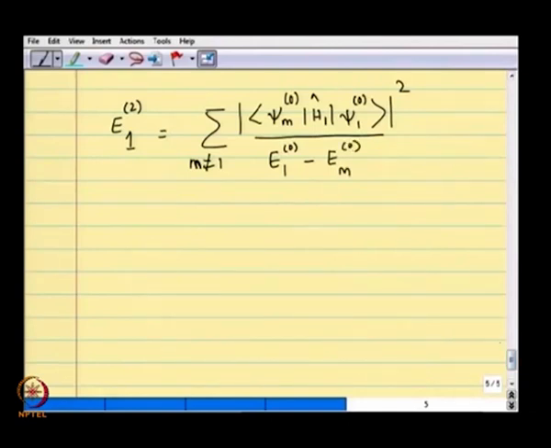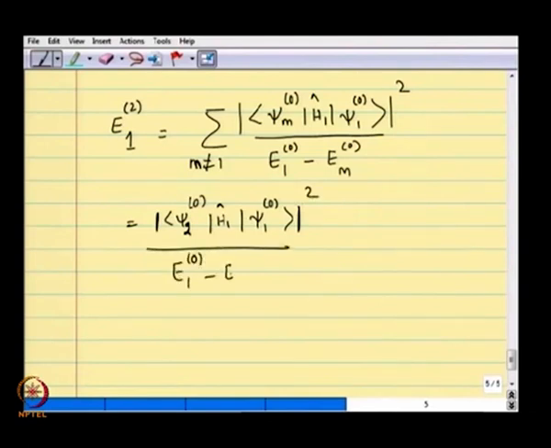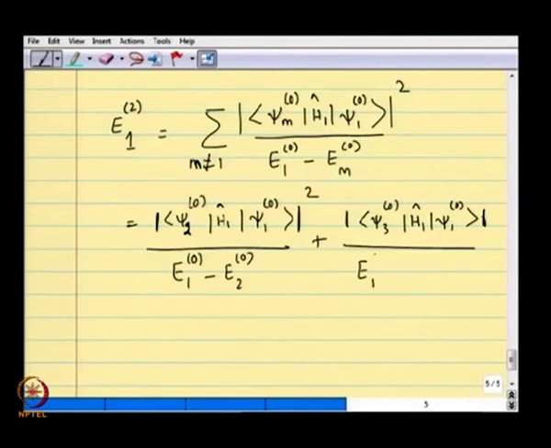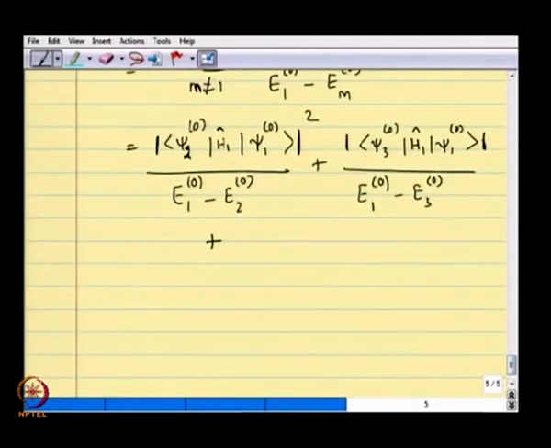We had the correction E n, yeah, 1 0. So if we expand this, it's like this: for m equal to 2, the absolute square of psi 2 0, H1, psi 1 0, divided by E 1 0 minus E 2 0, plus the next term for m equal to 3, which means psi 3 0, H1, psi 1 0 squared, divided by E 1 0 minus E 3 0, plus so on. So 2, 3, 4, 5 etc.